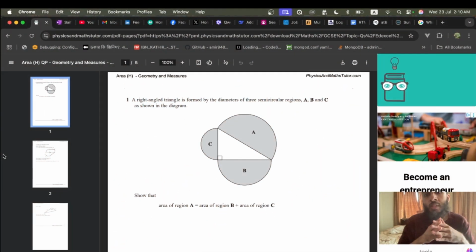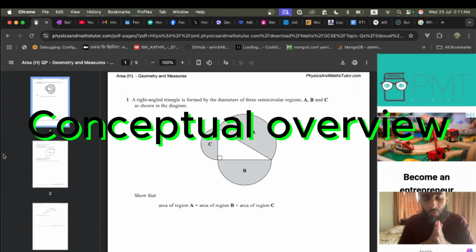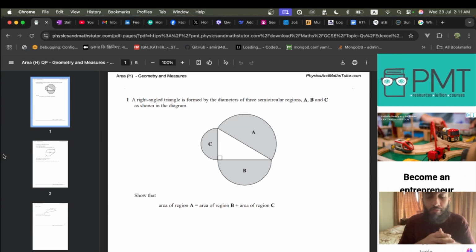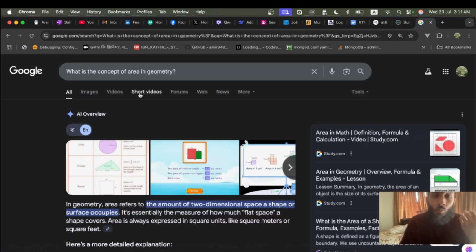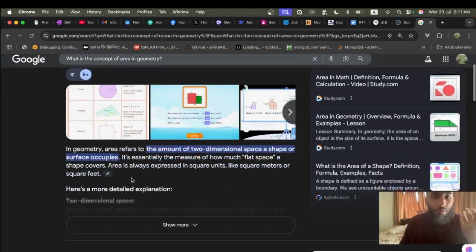Before diving into the mathematical problem solving regarding the area in geometry, I just want to briefly give a conceptual overview of the concept of area or the geometrical area. So if I just go to Google and write what is the concept of area in geometry, the AI overview says: in geometry, area refers to the amount of two-dimensional space a shape or surface occupies. So a surface occupies two-dimensional space, and that amount refers to the area in geometry.